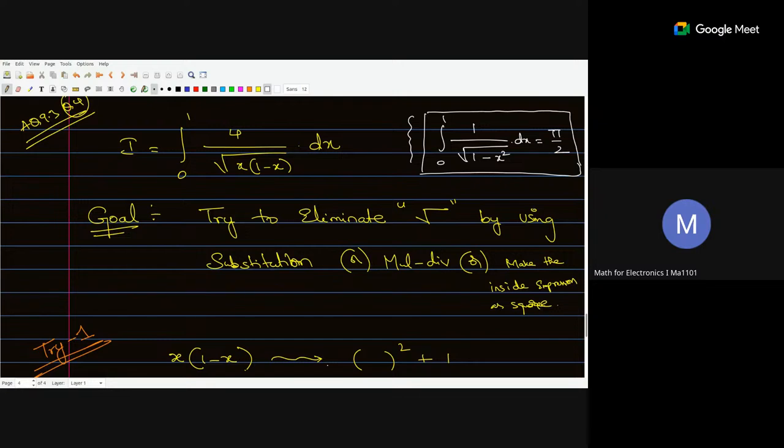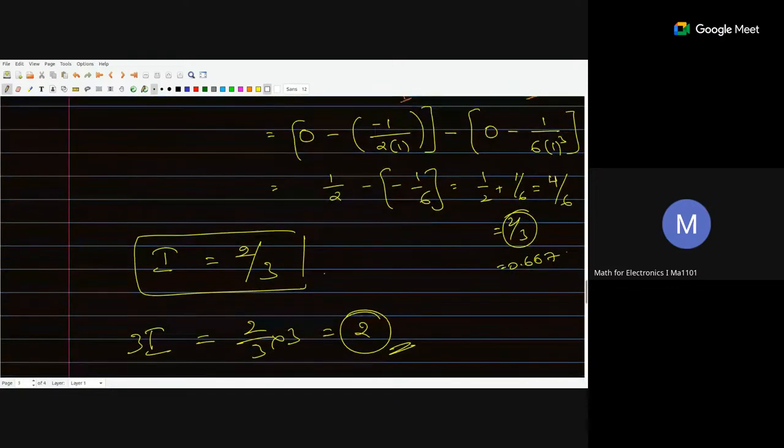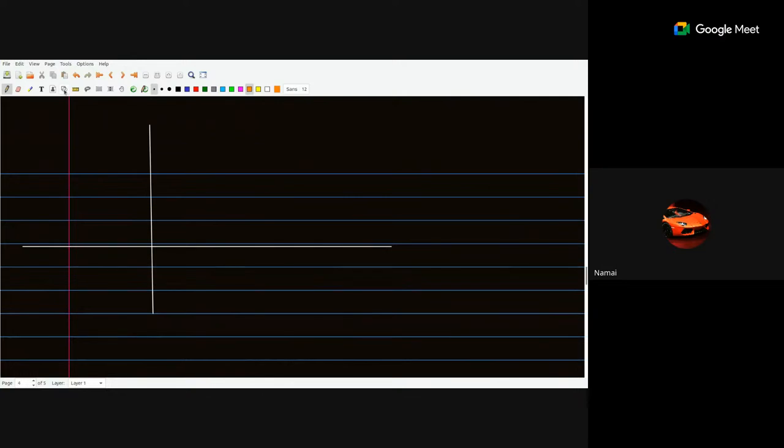So 1 by root 1 minus x square dx, if you integrate it from minus 1 to 1, it's like you are integrating the unit circle from minus 1 to 1. You will get the area under the curve, which is equal to pi. And since it is symmetric, 0 to 1 will be pi by 2. Maybe I will just spend 1 minute for this. Sir, I think I got a bit confused. I think the derivative of sine inverse x is 1 by root upon 1 minus x square.